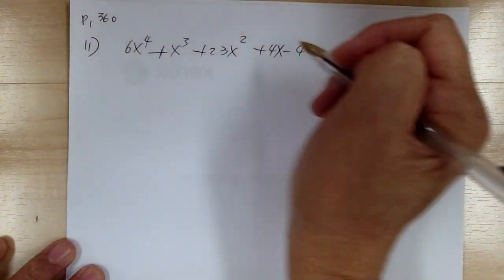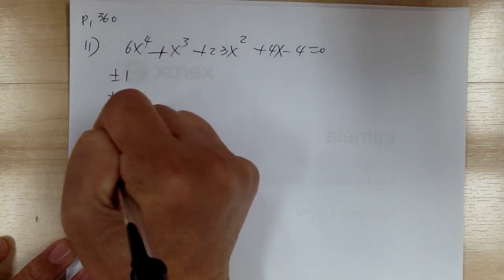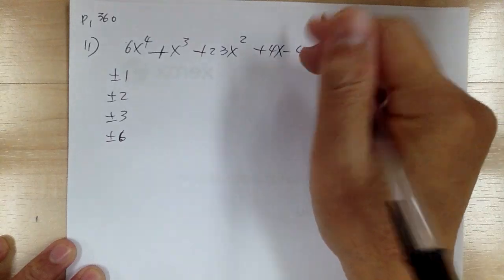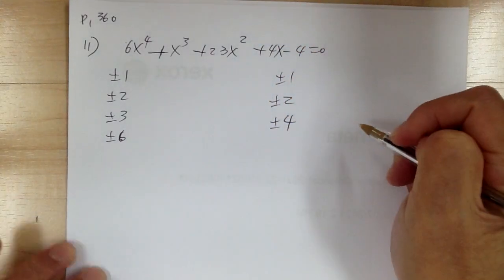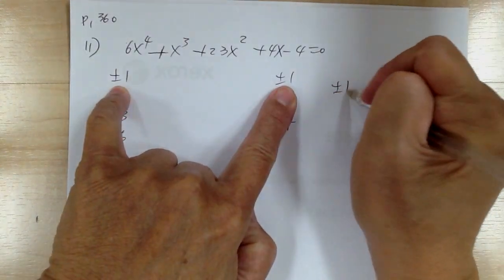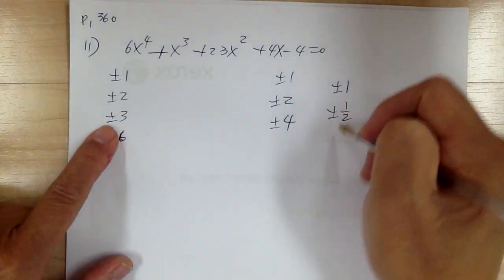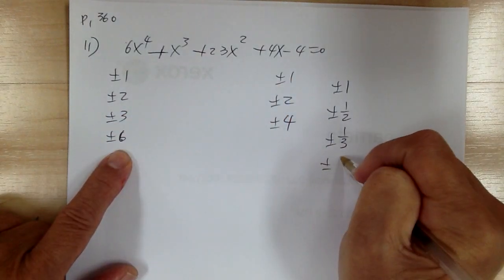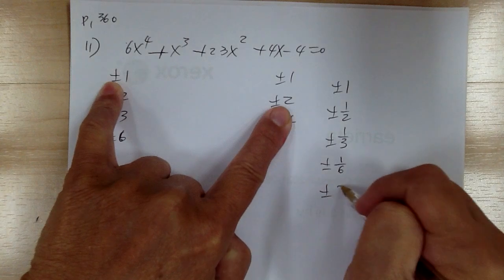Okay, so the factors of the last term would be plus or minus 1, plus or minus 2, plus or minus 3, plus or minus 6. The factors of the leading coefficient would be plus or minus 1, plus or minus 2, plus or minus 4. So the list that you want to try: this over this would be plus or minus 1, plus or minus 1/2, plus or minus 1/3, plus or minus 1/6. Then this one over here gives you plus or minus 2.